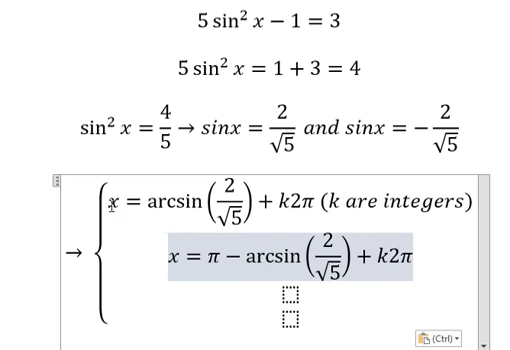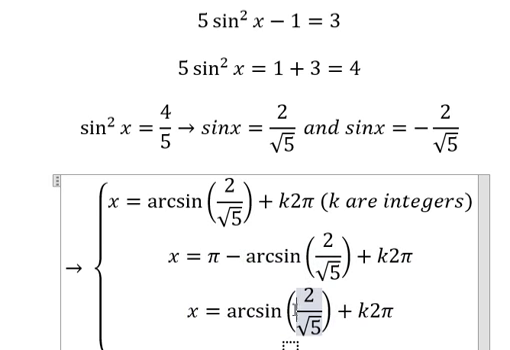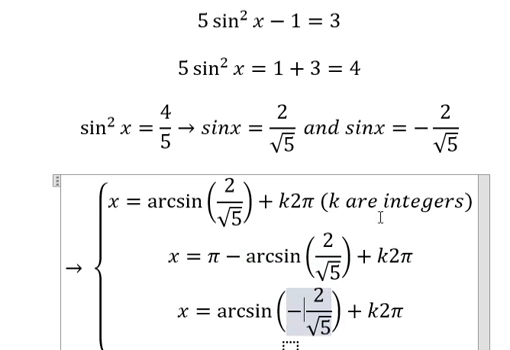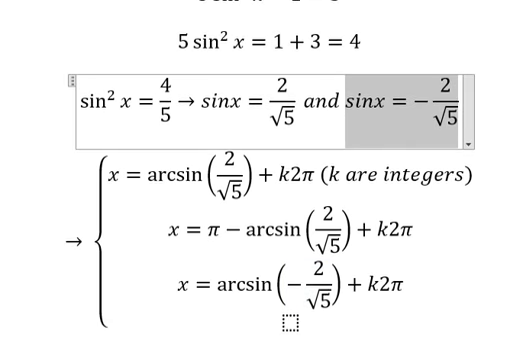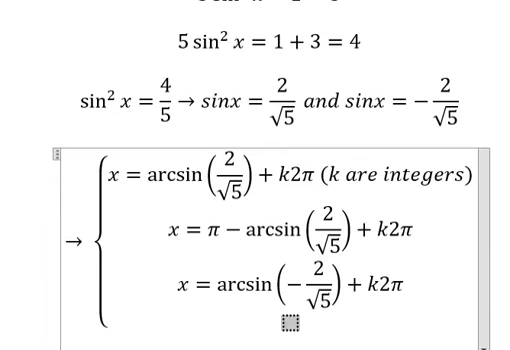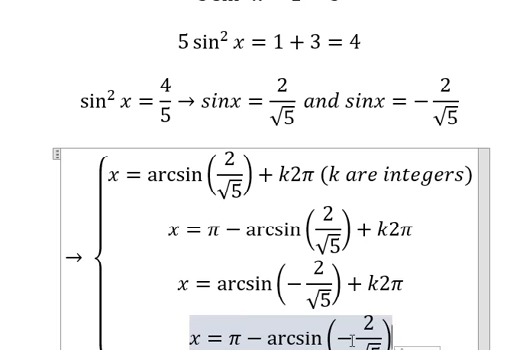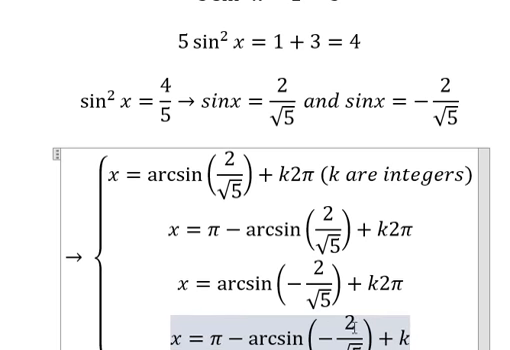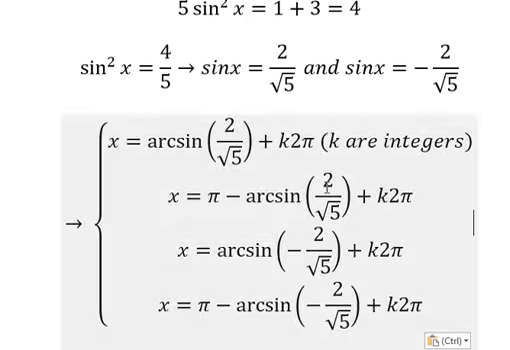Similar for the next one. Now we put the negative inside. So that's for this one. And we have the last one. That's x equals to pi minus 2 arcsine of this one in here. And this is the answer of the question.